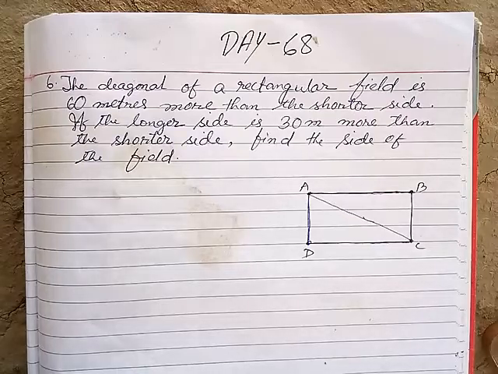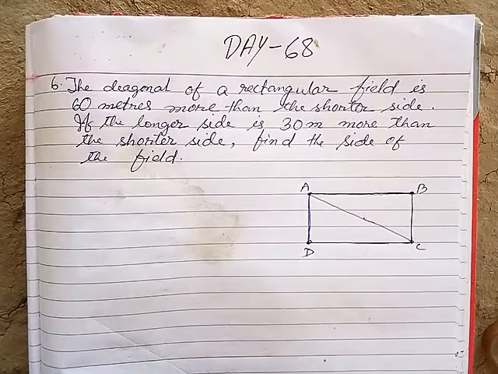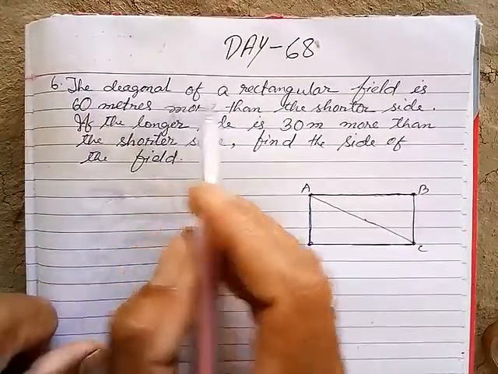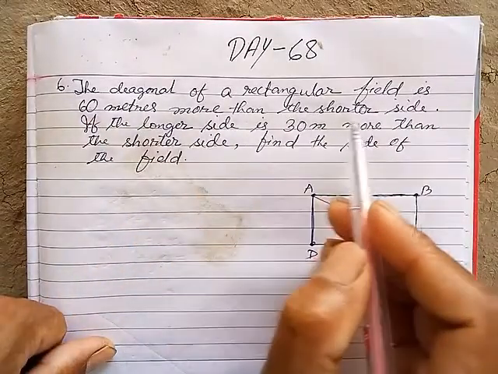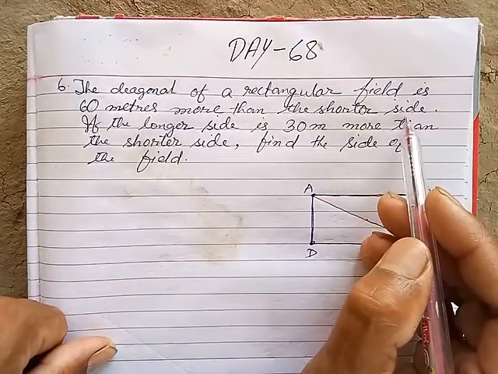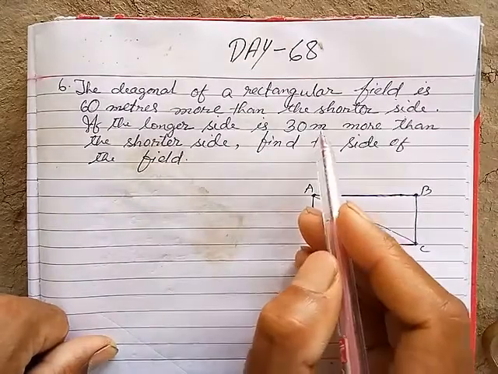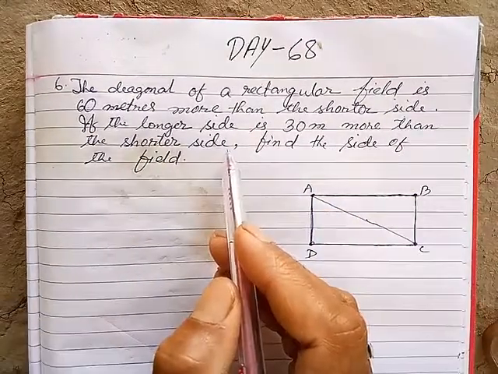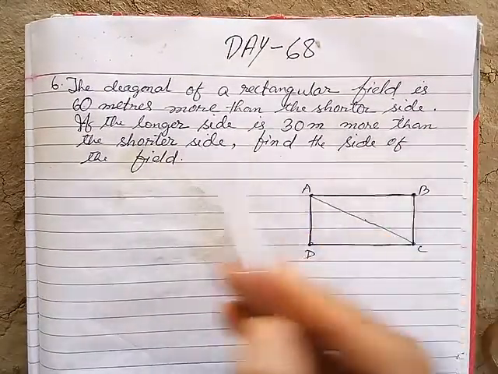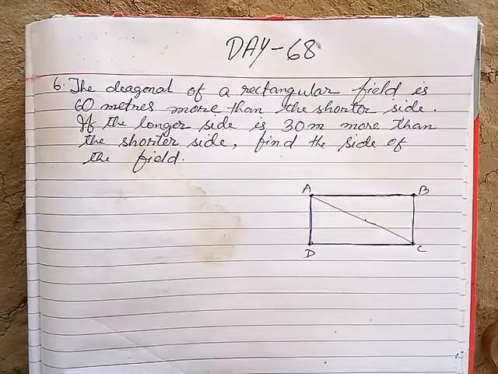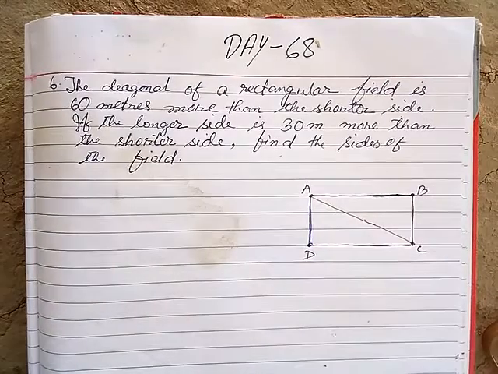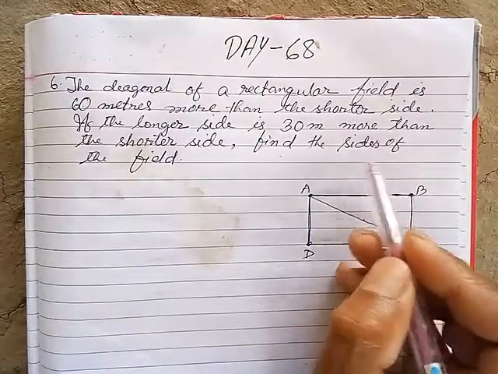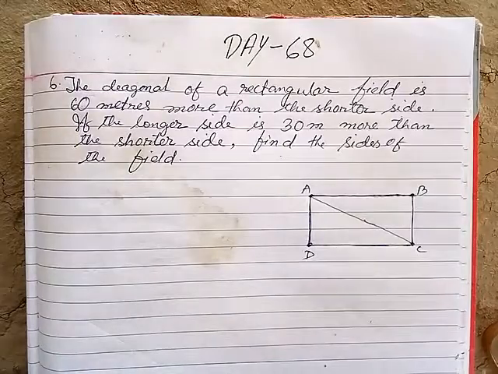This is from the chapter Quadratic Equation, exercise 4.3, question number 6. The diagonal of a rectangular field is 60 meter more than the shorter side. If the longer side is 30 meter more than the shorter side, find the sides of the field.